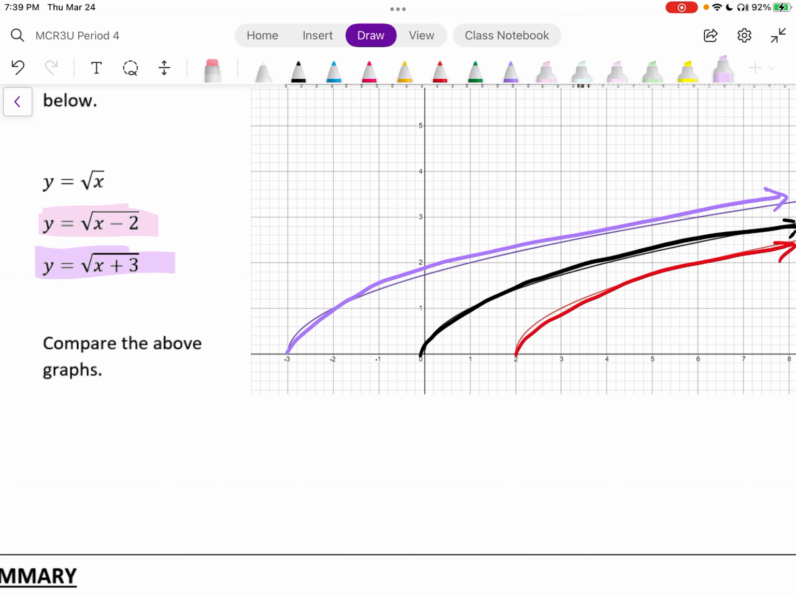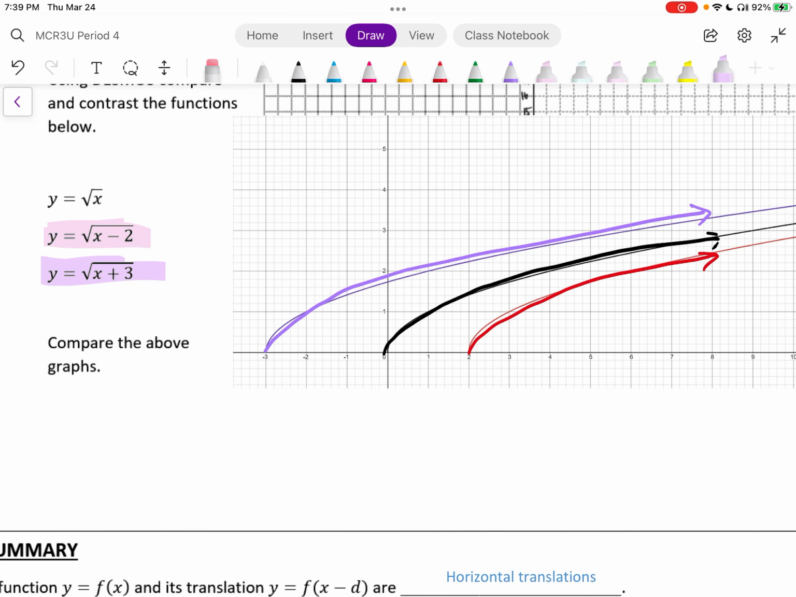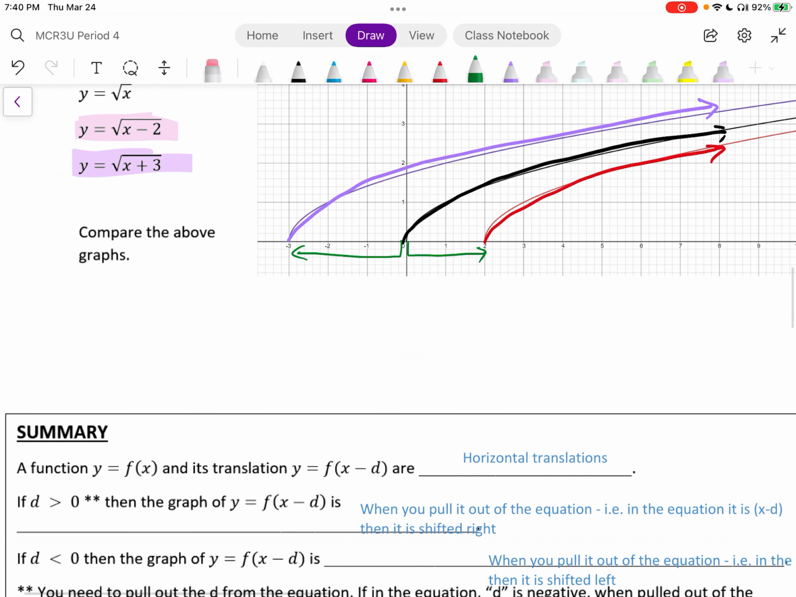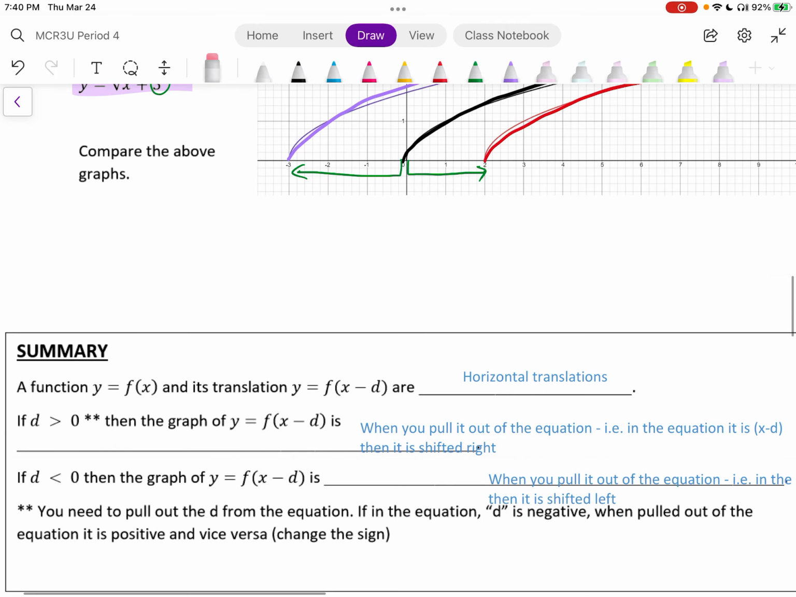If we're going to compare these two functions, in our last function they were shifting up, here they are shifting left and right. So these are horizontal translations. When you have the x or the number that is inside the bracket, or in this case inside the radical, for something like this, it's x plus 2, immediately beside the x, this is a horizontal translation.